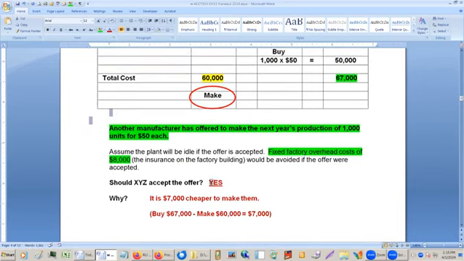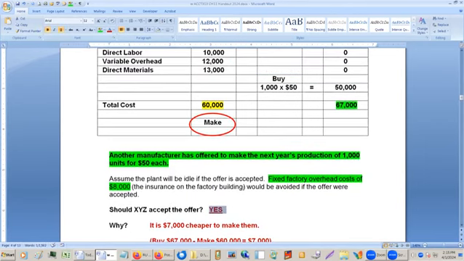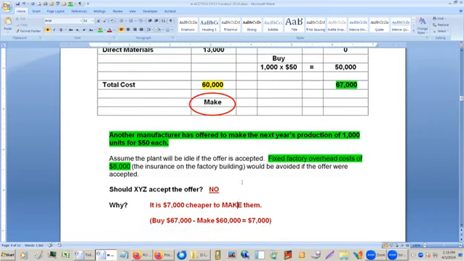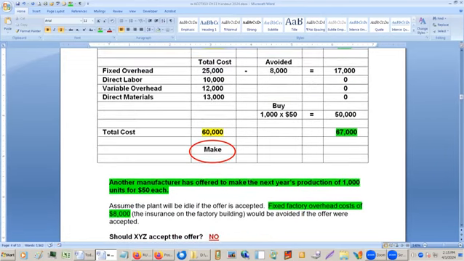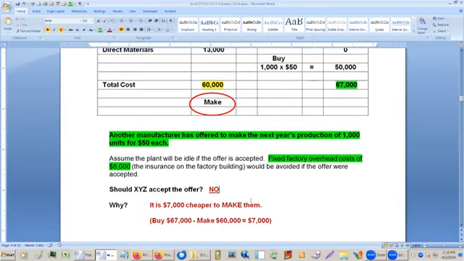What did I say? No. Wait. No, we shouldn't accept the offer. Oh my God, what am I thinking? I'm sorry. You guys answered it correctly, and then I incorrectly put it in. Should we accept the offer? No, we should make them. And it's $7,000 cheaper to do it. So we don't accept the offer.